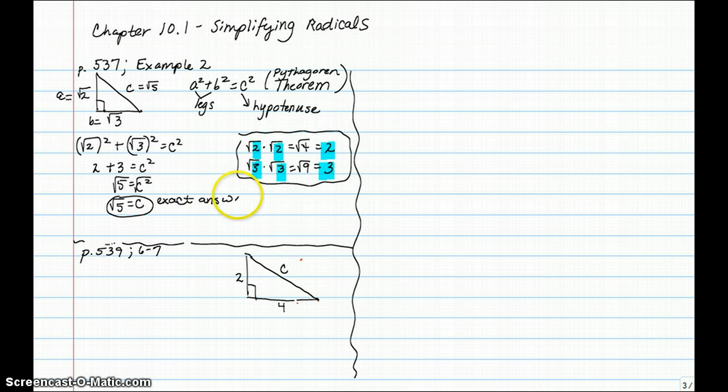But it can be approximated. So you just take the calculator and put in the square root of 5. The square root of 5 is 2.2, approximately c. It's not going to be exact because you're rounding, so this is the approximate answer.